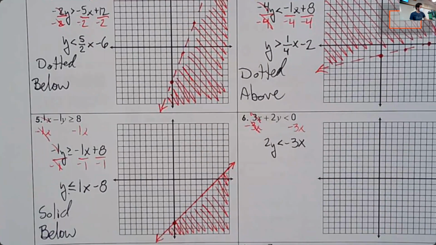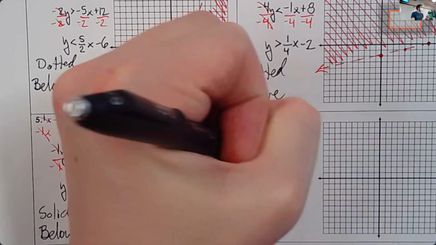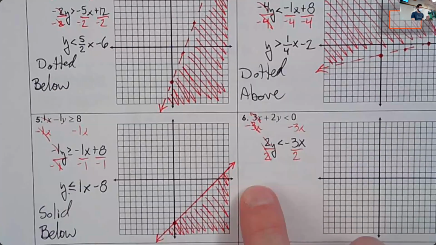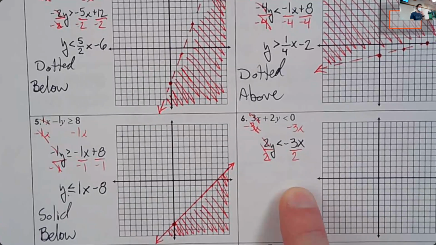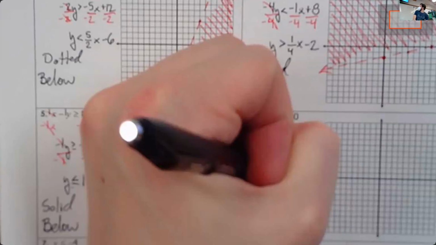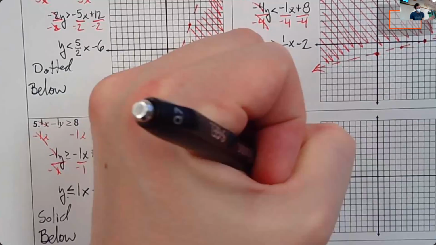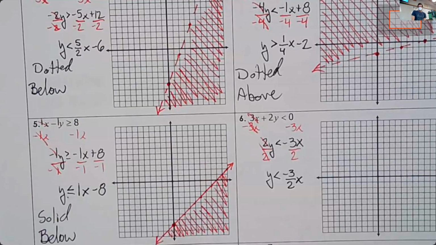And this time, to get y by itself, we're going to divide everything by 2. We did not divide by a negative on this one, which means we will not flip around the symbol. If you don't divide by a negative, don't flip the symbol around. So it's going to stay less than. Negative 3 over 2 does not reduce, so that's just negative 3 over 2x. So this says y is less than negative 3 over 2x.